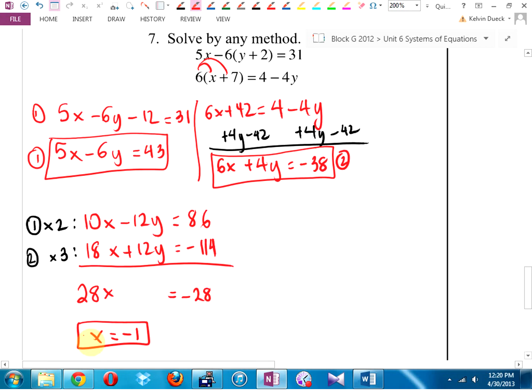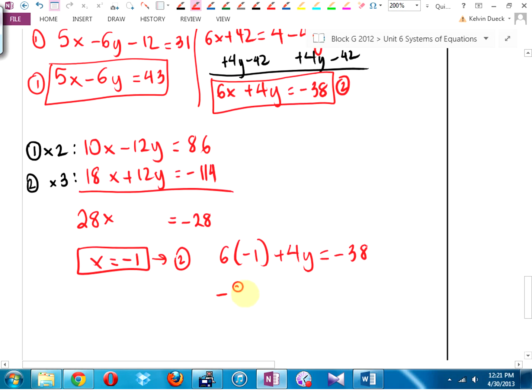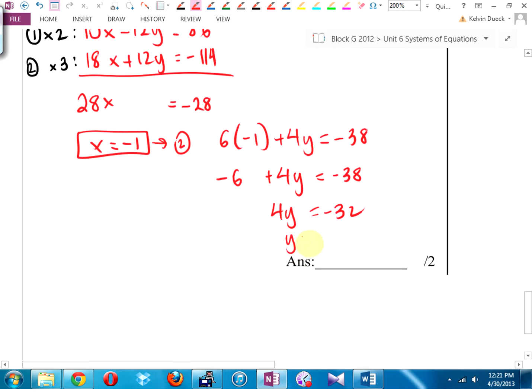Let's go find y. I could plug it into the typewritten equations up there, but that's going to be a lot of work. I'm going to plug it into either equation 1 or equation 2 as I rewrote it. I think I'll use equation 2. So I get 6 times negative 1 plus 4y equals negative 38. Negative 6 plus 4y equals negative 38. 4y equals negative 32. Holy smokes, this works out evenly. I get y equals negative 8. Is that right, humans?